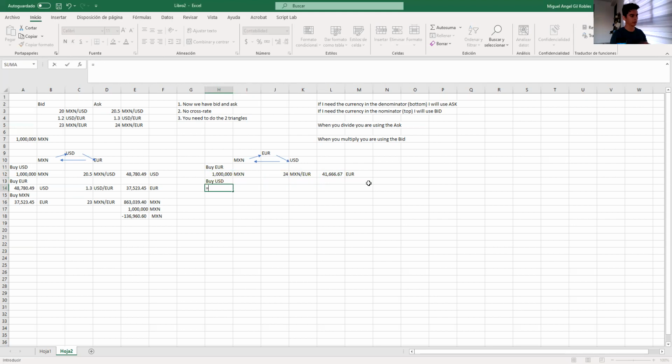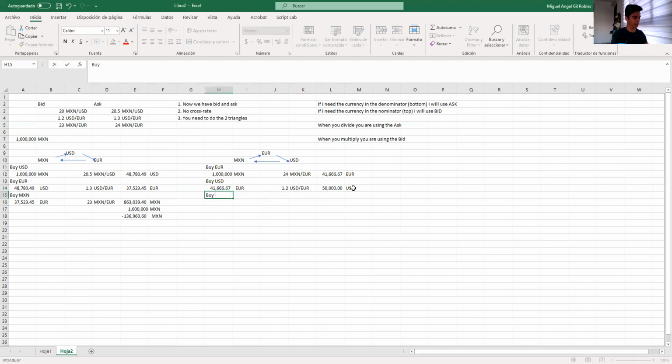Step 2, buy dollars. So I will bring my euros. I will convert these euros to dollars, but I need to check if I need to use bid or ask. So in this case, I will need to use bid, right? Because I need dollars and dollars are on top. So 1.2. And multiply or divide? I have euros on top, but in the exchange rate, it's at the bottom. So that means they are crossed. So I multiply. Like this. And this is, what is this? Sorry, dollars.